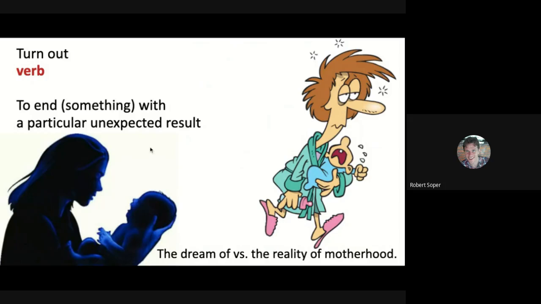So, putting this in a sentence, we could say, I thought motherhood would be pleasant, but it turned out to be exhausting. So, the expected idea was that it would be pleasant, but in reality, the unexpected result was that it was exhausting. Okay, try and put turn out in your own sentence.